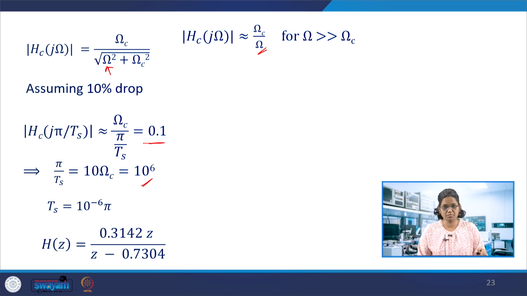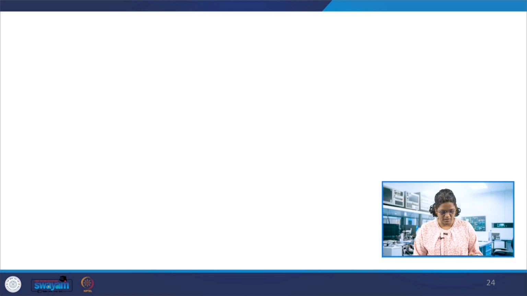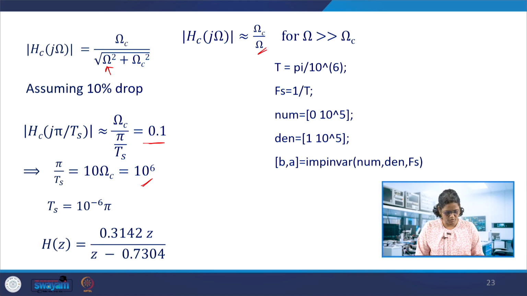So the impulse invariance steps are: get the inverse Laplace transform, sample it, multiply by Ts, and then get h of n and take the z transform. If you want the equation of this in the time domain again, we can go for the inverse z transform and get the equation for the structure of the filter. A small piece of MATLAB code is also specified here. T is this Ts, which is specified as pi by 10 power 6, or 10 power minus 6 into pi.